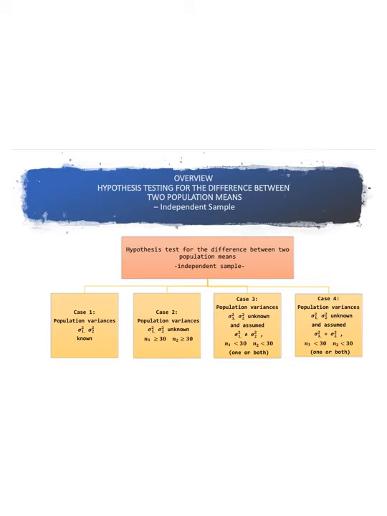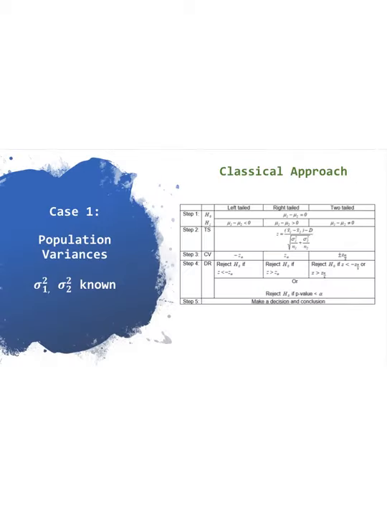less than 30. So for the first two cases, case 1 and case 2, we are going to use the Z test, and for case number 3 and 4 we will use the T test. Why? The difference here is in terms of the sample size. Case 1 and case 2 have large sample sizes. Case 3 and case 4 have small sample sizes. So let's take a look at case number 1 first.